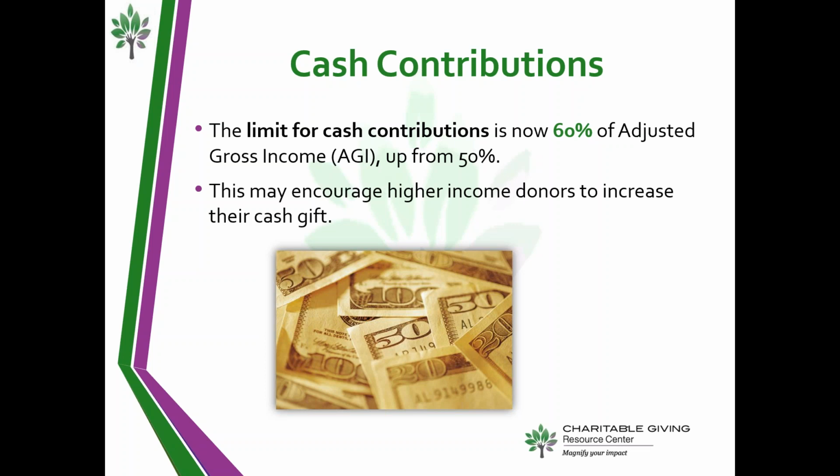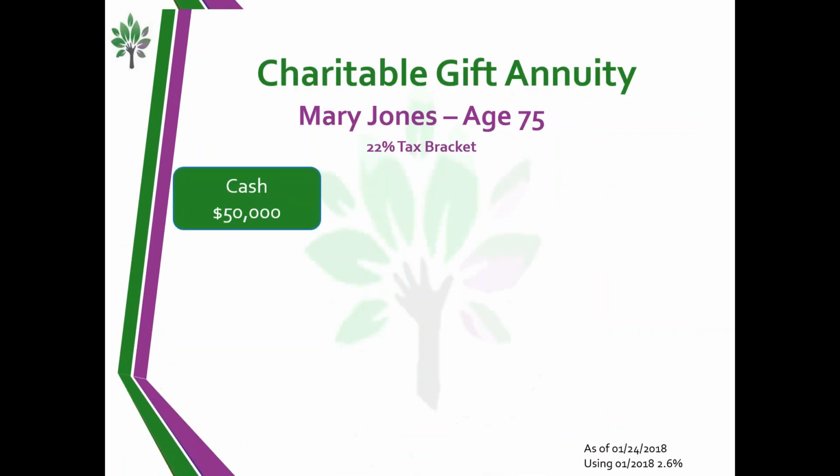So it may encourage higher income donors to increase their cash giving, because to the extent that they can get past the $24,000 joint standard deduction, the rest will be deductible to a higher limit in year one. And of course, if you exceed 60% with your cash gifts, you get to carry the rest over for another 5 years, so you use it up.